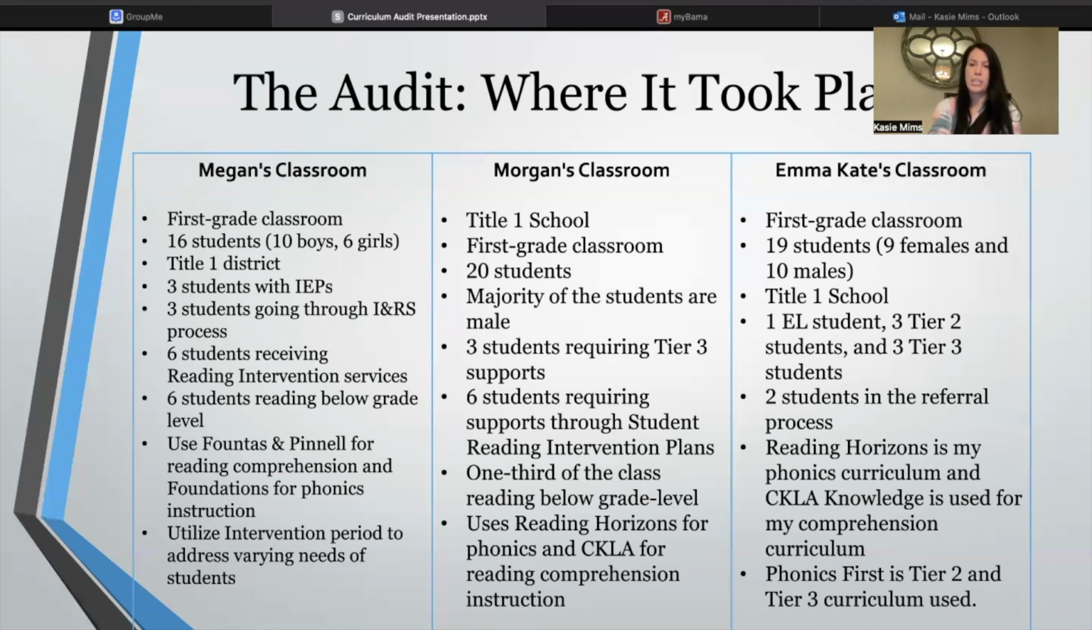In Emma Kate's classroom, she has 19 students, 9 are female and 10 are male. She has one EL student, 3 Tier 2 students, and 3 Tier 3 students. 2 of her students are in the referral process. Reading Horizons is the phonics curriculum used, and CKLA Knowledge is used for the comprehension curriculum. And the curriculum used for Tier 2 and Tier 3 is Phonics First.